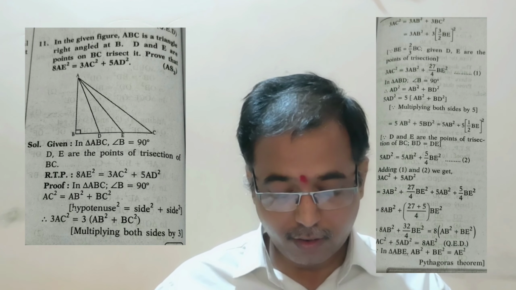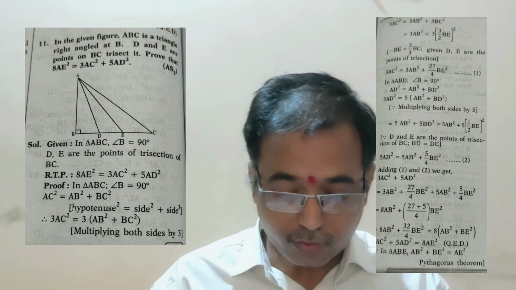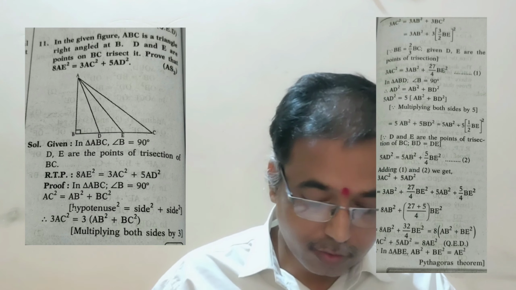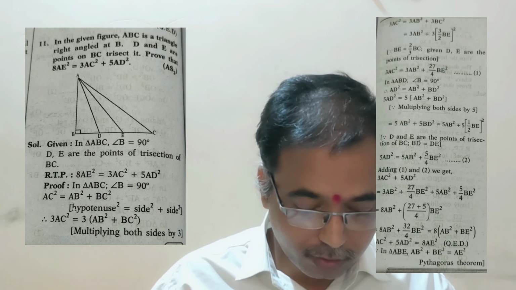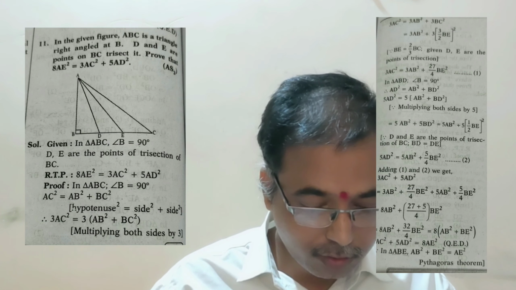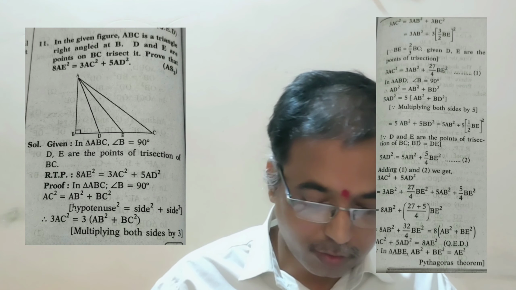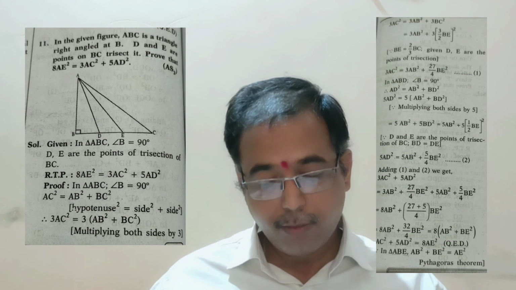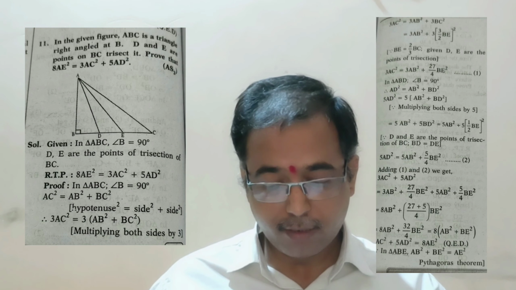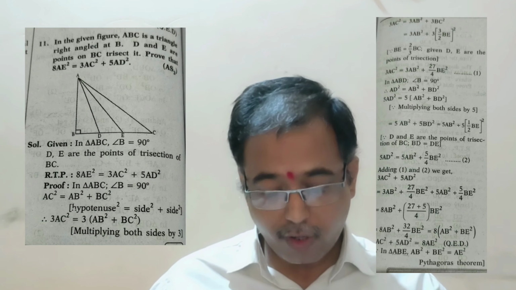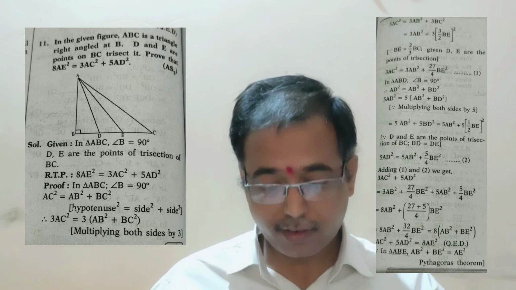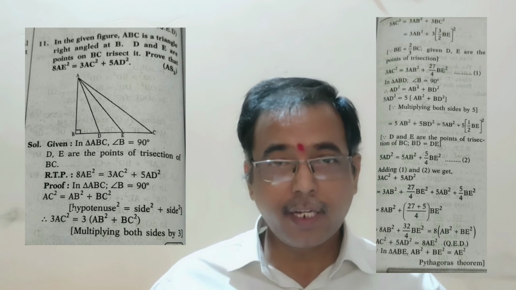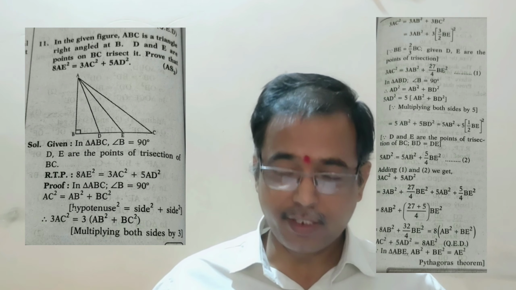And next, in a given figure, ABC is a triangle, right angle at B. D and E are the points on BC trisected. Then prove that 8AE square equal to 3AC square plus 5AD square.